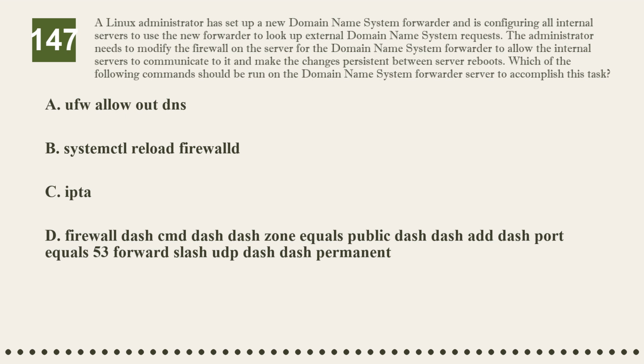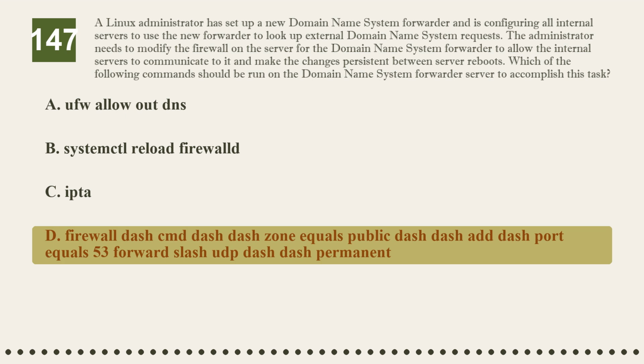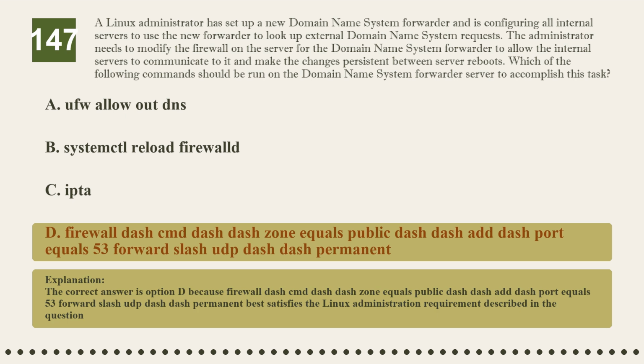firewall-cmd --zone=public --add-port=53/udp --permanent. The correct answer is option D, firewall-cmd --zone=public --add-port=53/udp --permanent. The correct answer is option D because firewall-cmd --zone=public --add-port=53/udp --permanent best satisfies the Linux administration requirement described in the question.